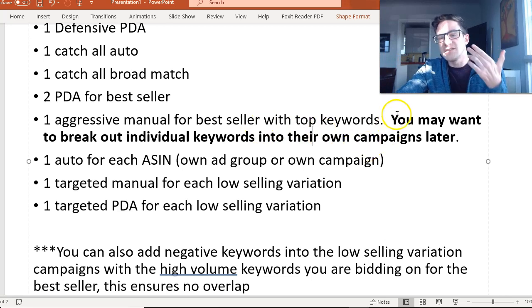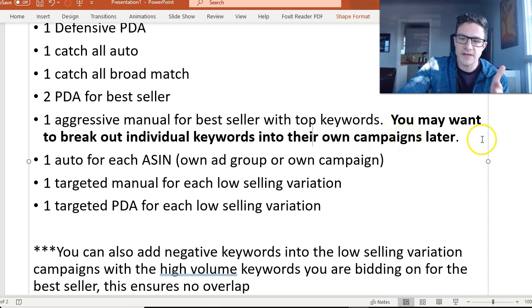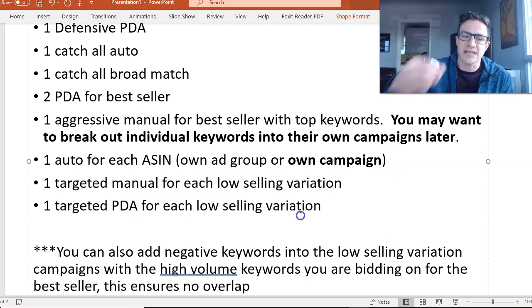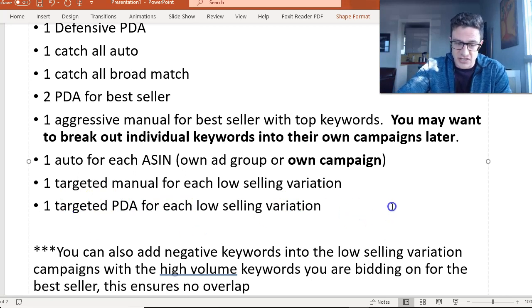So, and this is what you should constantly be doing, is looking for these high volume keywords, making sure they're getting as much traffic as possible. 1 auto for each ASIN. You can do one ad group, one campaign, but I definitely recommend having each one of them in their own campaign with their own budget. 1 targeted manual for each low selling variation. Maybe not low selling, but not the best seller. 1 targeted PDA for each low selling variation.